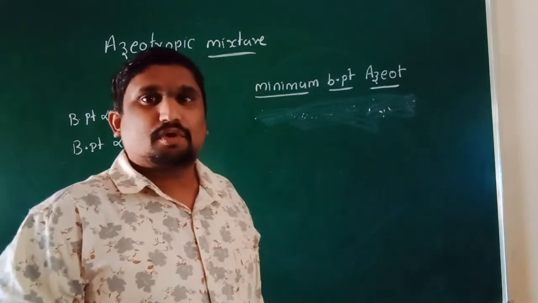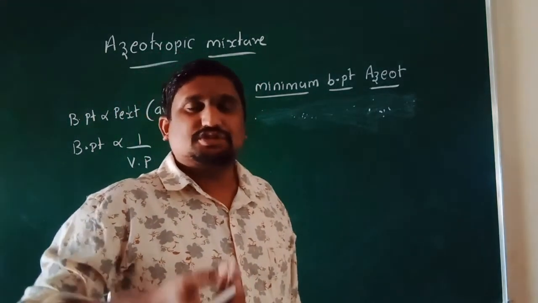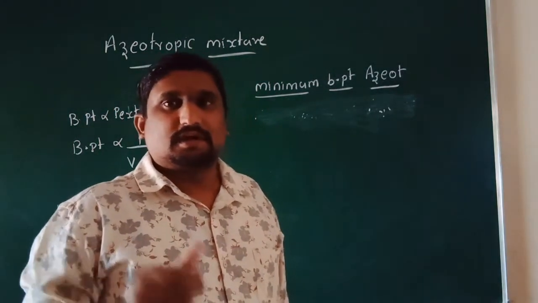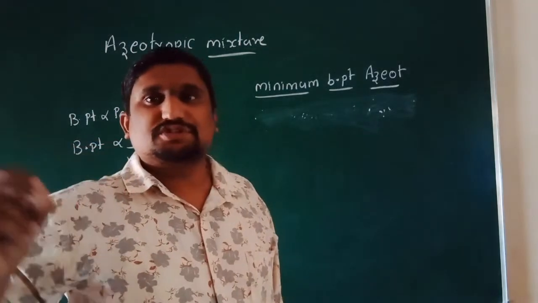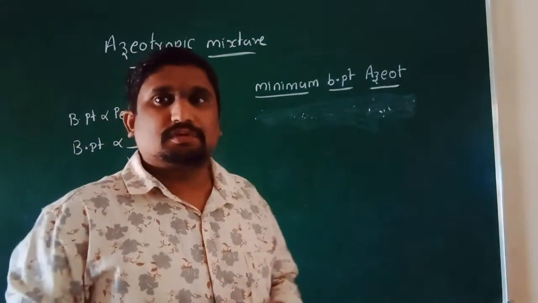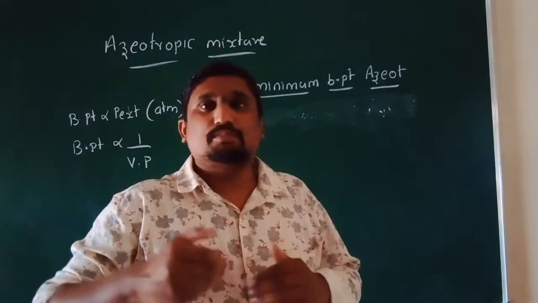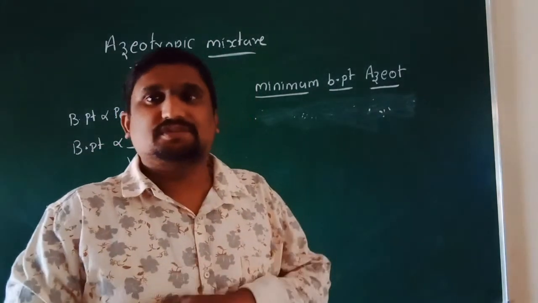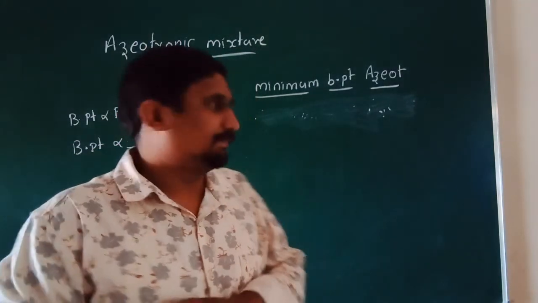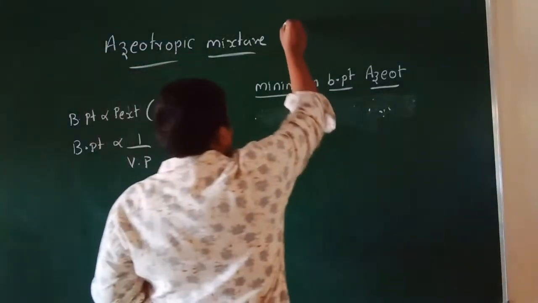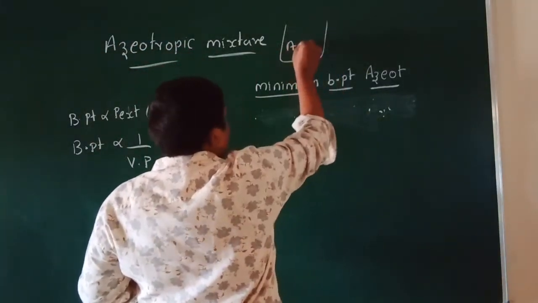In which kind of non-ideal solutions do we get the highest vapor pressure? Remember, non-ideal solutions show positive deviation and negative deviation. Positive deviation means we have more vapor pressure than expected. Positive deviation means that the A-B interactions are weaker.